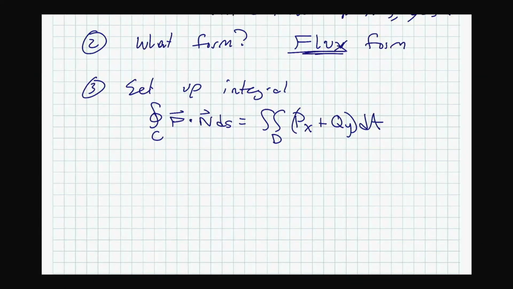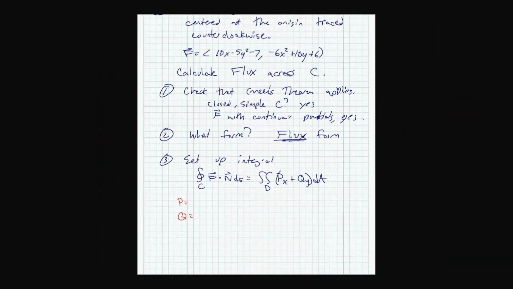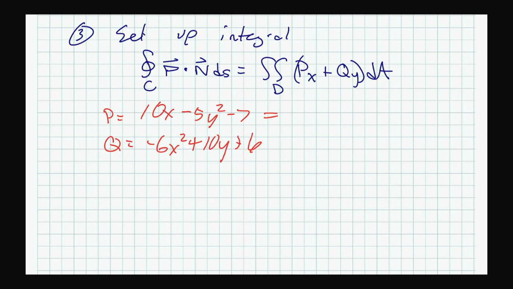Now, in order to do this, we're going to need the Px and the Qy. So let's just do those. So P, Q, what's P, what's Q? The P is 10x minus 5y squared minus 7. The Q is negative 6x squared plus 10y plus 6. So we should be able to find those partials pretty easily.